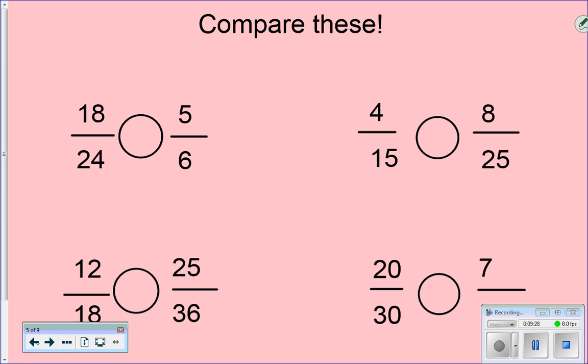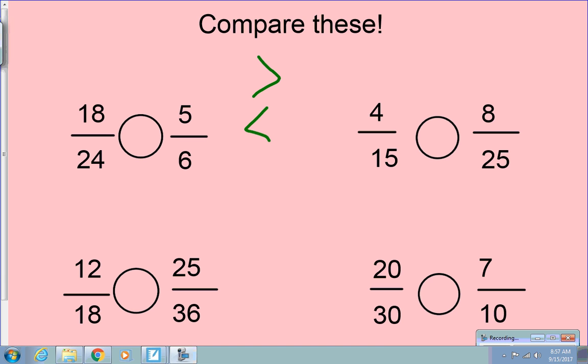Good. Okay, what I want you to do on your papers, I want you to compare these. Do you remember these signs? We talked about these already, didn't we? Okay, so use those signs. Figure out and compare them for me, because this is going to be part of your homework today. You're going to have to use what we talked about, figure out common denominators, and compare them.